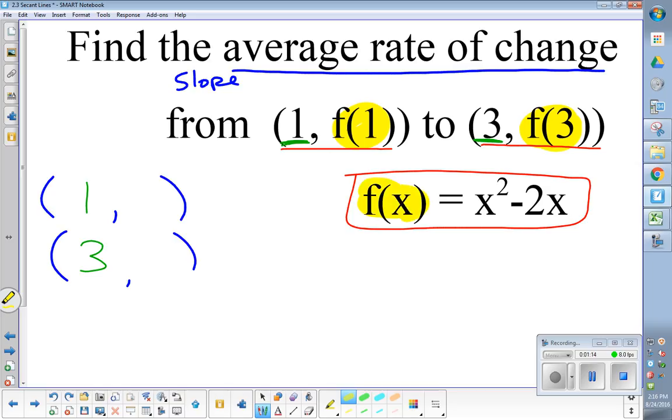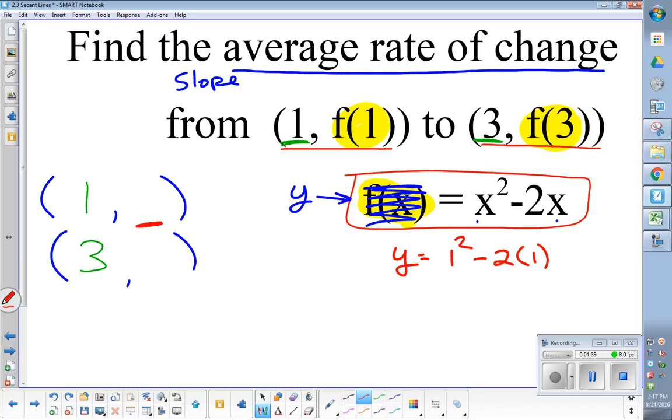Remember f of x? What else could we say f of x means? F of x means y. So to find my y value, I got to plug in for x to find my y. To find this value right here, I'm going to plug in my x's. So to find y, I'm plugging in 1. 1 squared minus 2 times 1. That's how I'm going to find my y value. I'm taking 1 and plugging it in. So 1 squared is 1, minus 2 times 1 is 2. 1 minus 2, negative 1. I found my y.